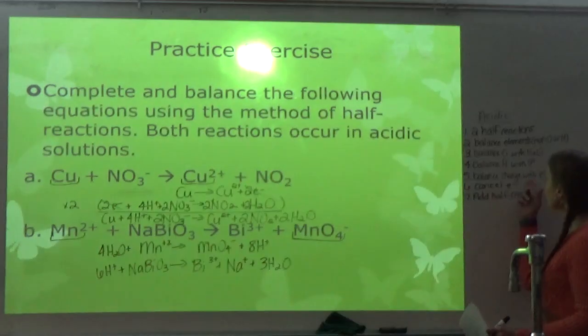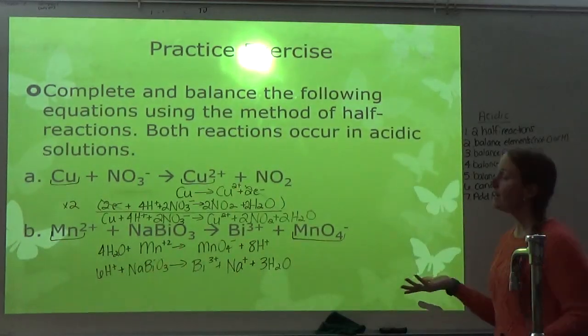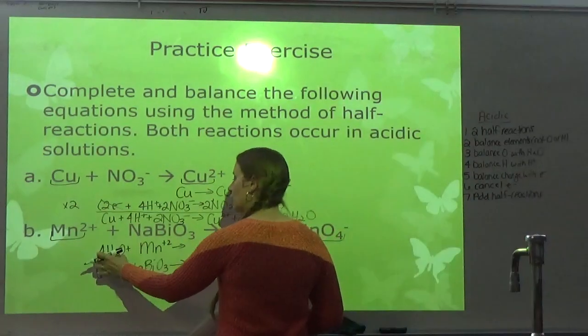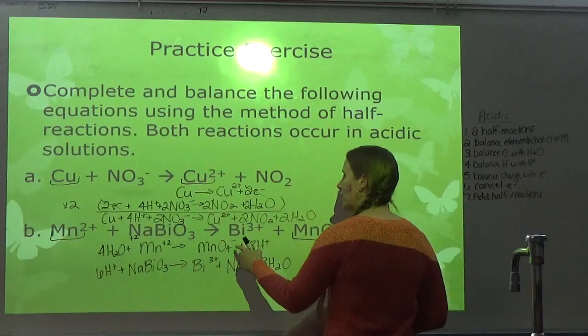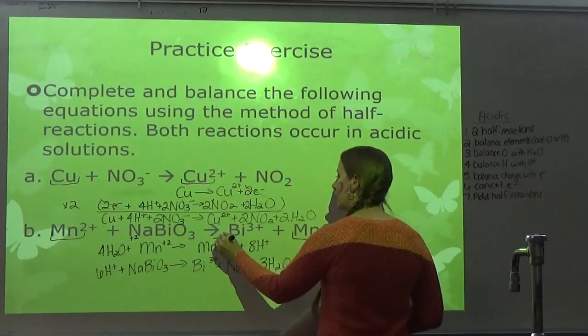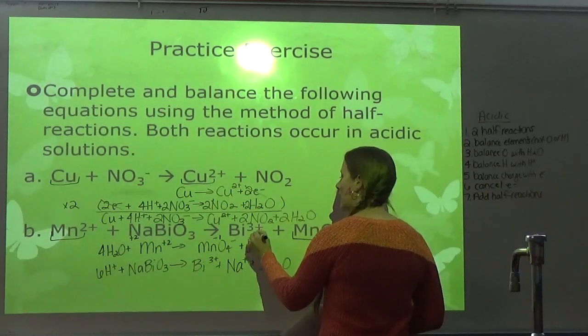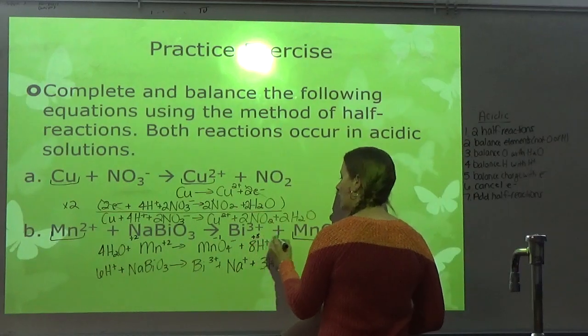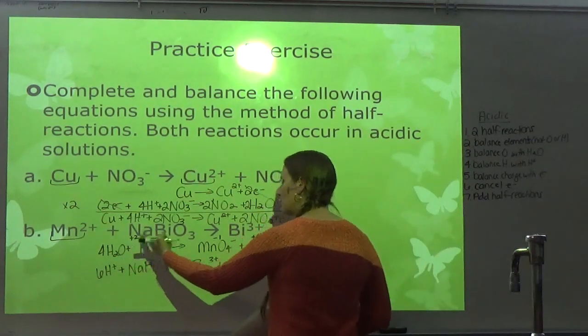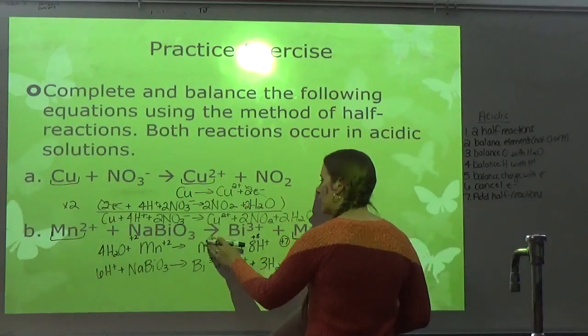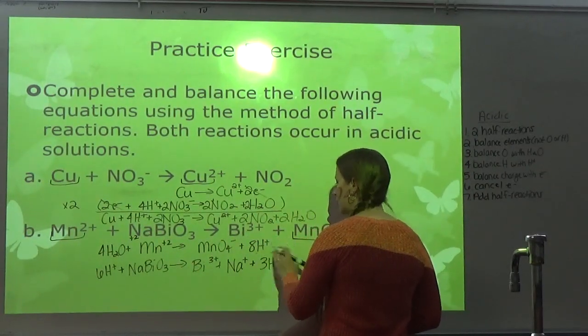All right, next step is I balance charge with electrons. Here's neutral, here's +2, so this whole side's +2. Here's a -1 and a +8. So this side over here overall is +7. So I got +2 and +7, so that means I need 5 electrons on this side.